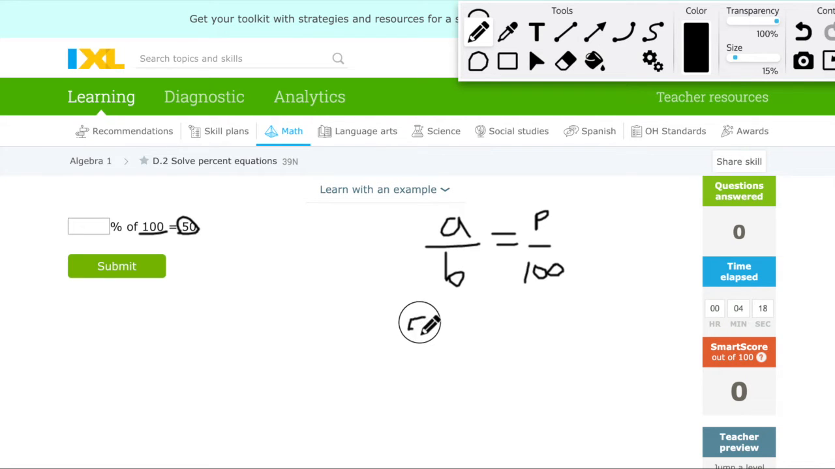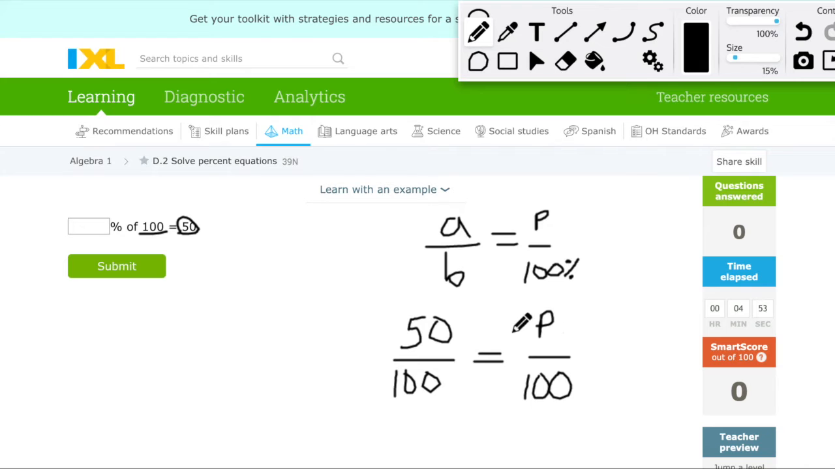It would be 50 over, and then the 100. I'll reiterate this. Be careful. This 100 comes from this number, not necessarily 100%, which is constant here. We'll even put that in. Then equals, I don't know what P is, that's what I'm looking for. 100%.